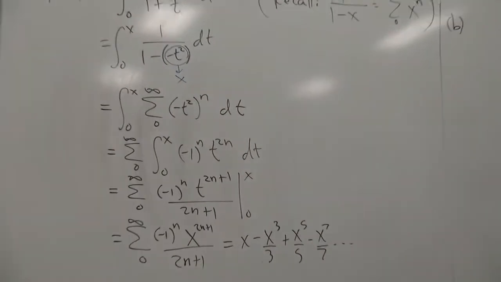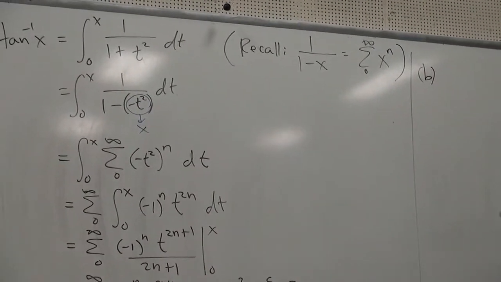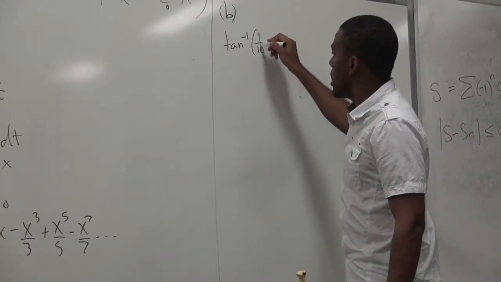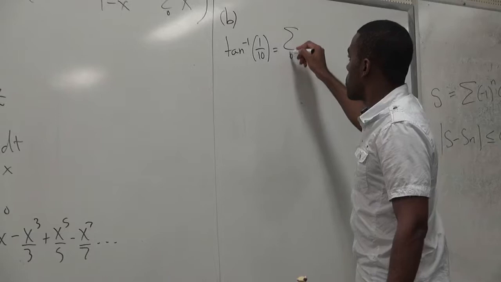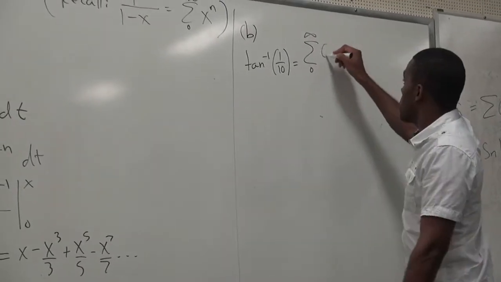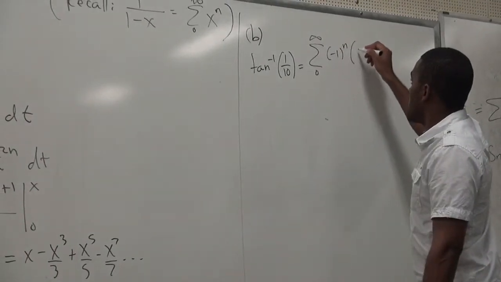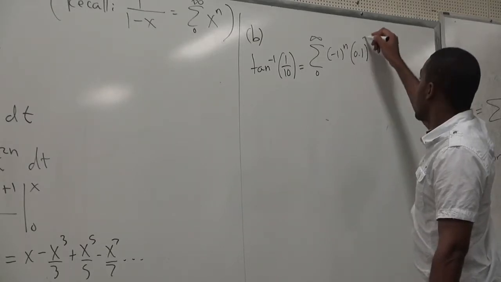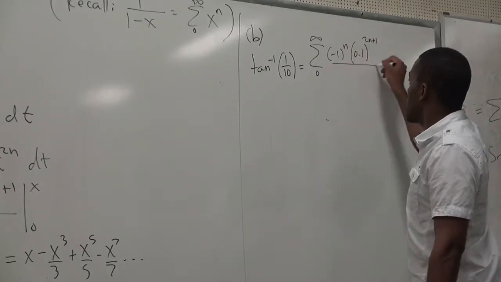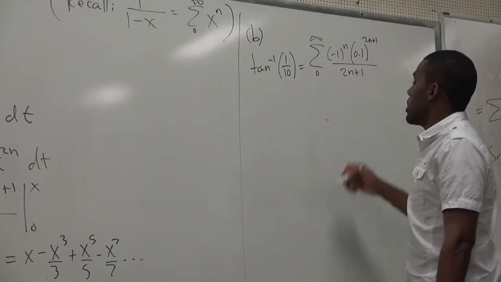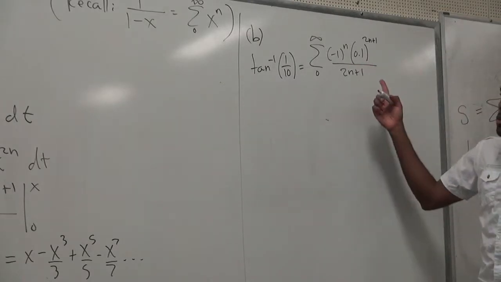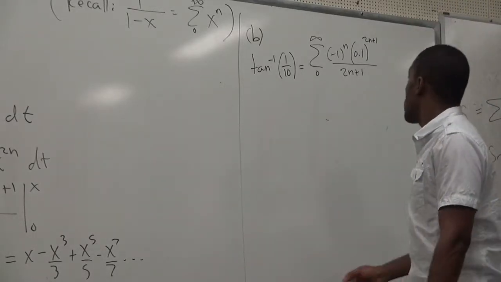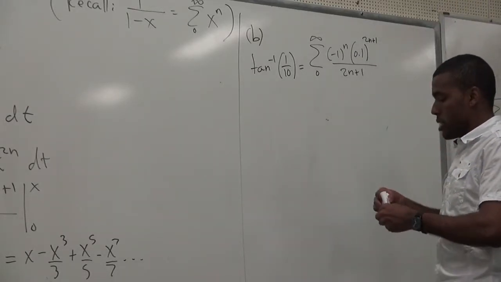We want to compute tan inverse of this. So tan inverse of 1 over 10 is just going to be the sum from 0 to infinity of minus 1 to the n times 1 over 10 to the 2n plus 1, over 2n plus 1. Now I want to know how many terms I need to make sure that this is within 5 decimal places of the answer. So what I'm going to do is take this to be a_n.